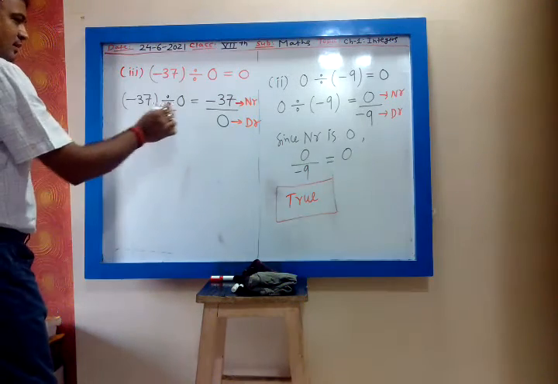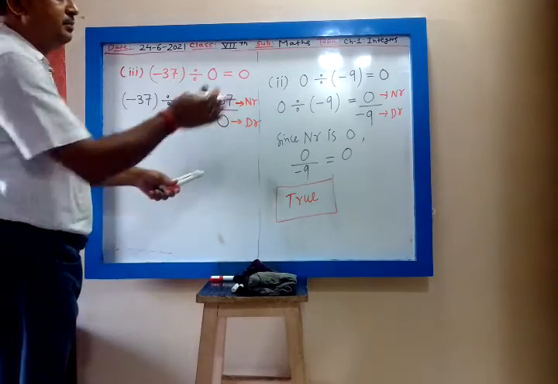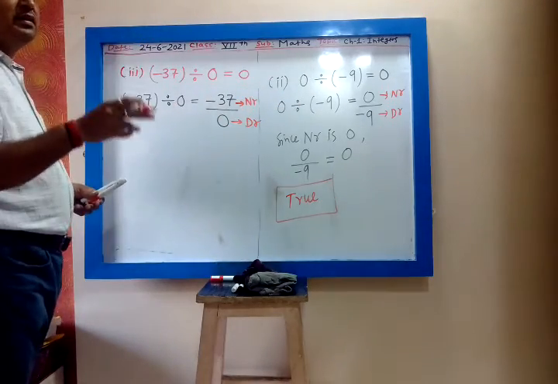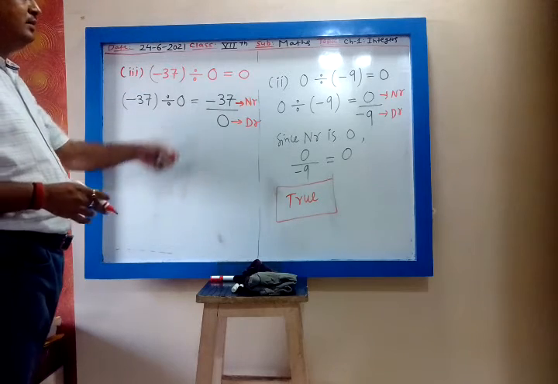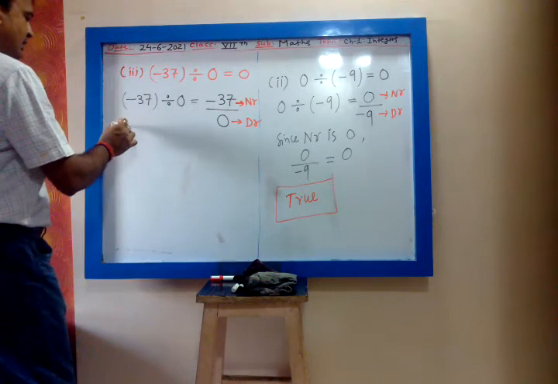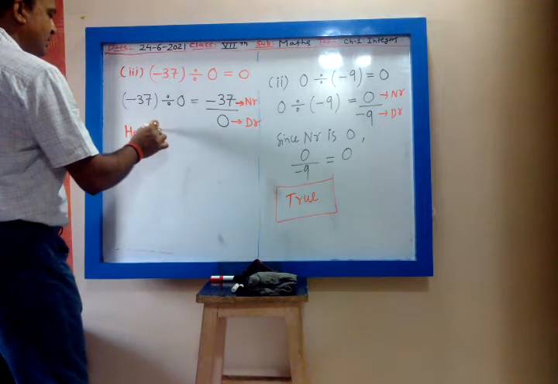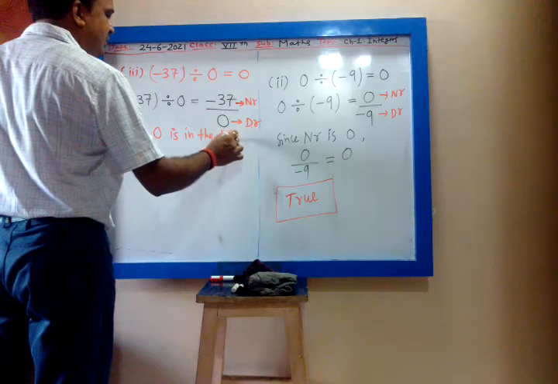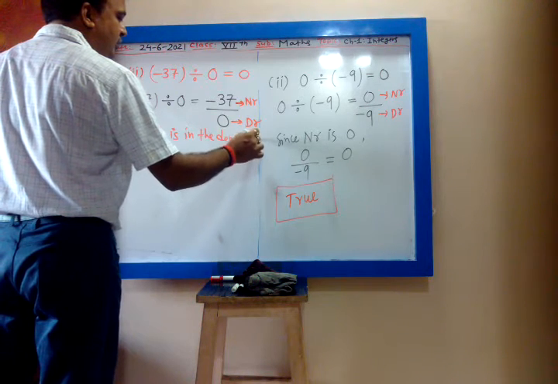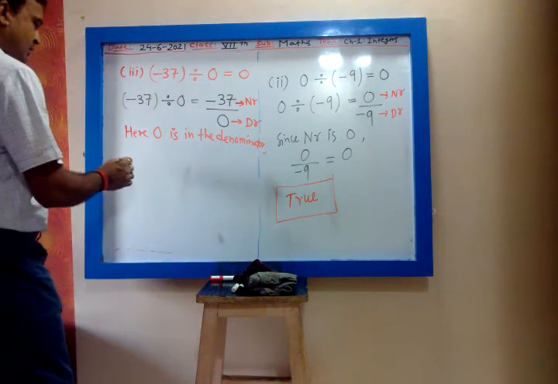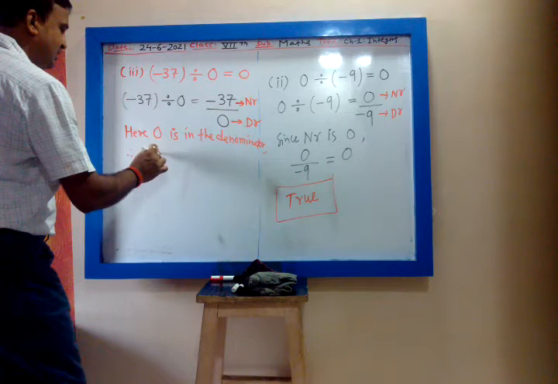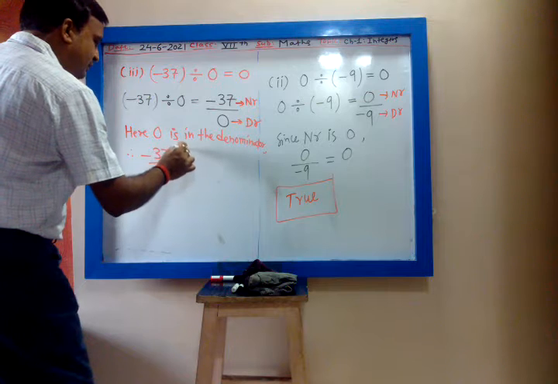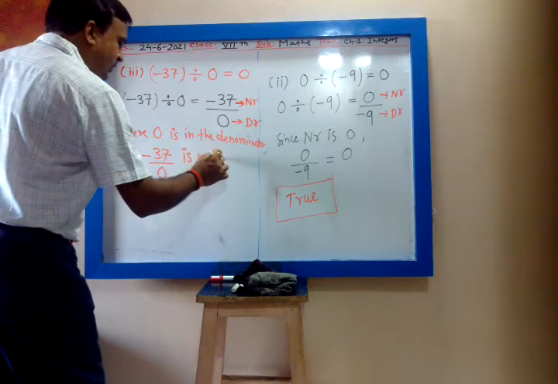Now 0 is there in the denominator. In the previous two questions, 0 was in the numerator. Since 0 was in the numerator, the answer was 0. But now here 0 is in the denominator. And therefore minus 37 upon 0 does not exist or is not defined.